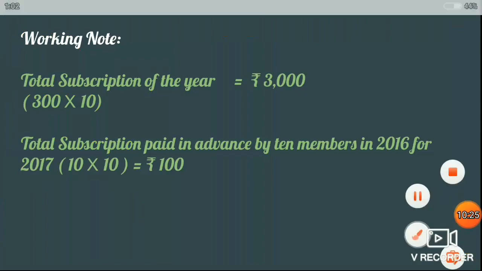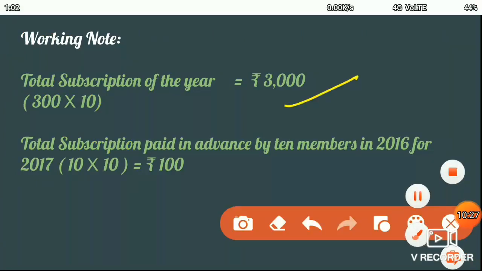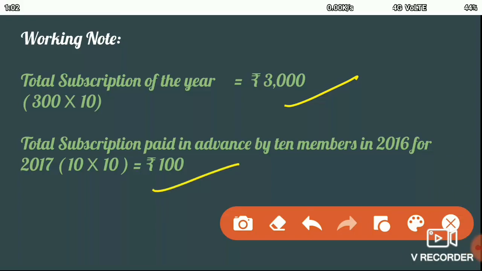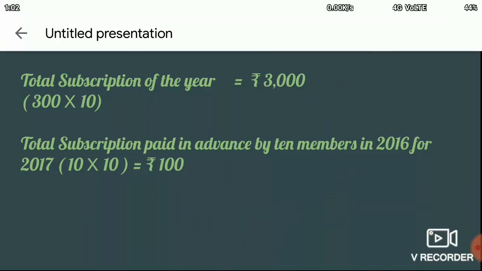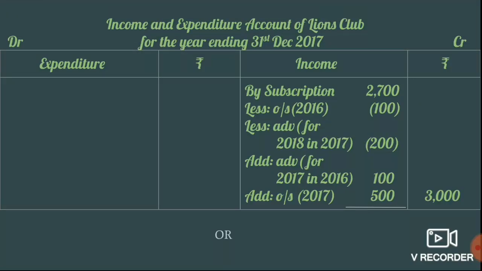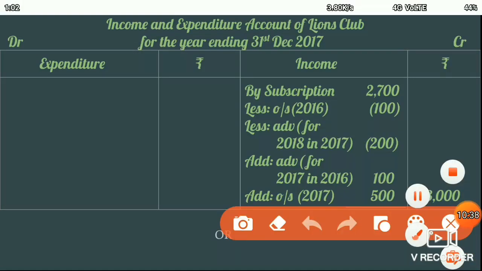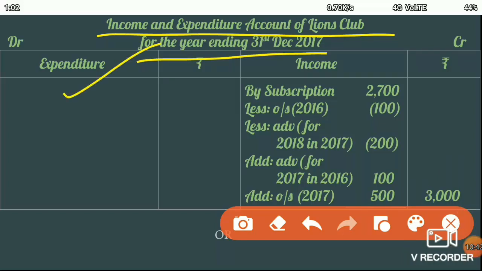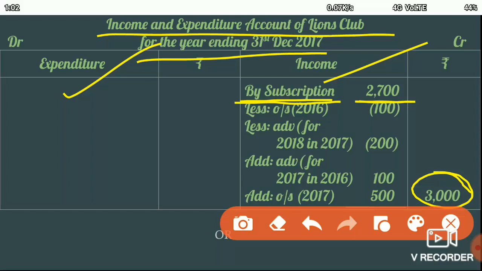First of all, we will calculate the total subscription of the year, then the advance which is received in the previous year for the current year. Then we can show this in our account. We can write the heading Income and Expenditure account of Lions Club for the year ending 31st December 2017, expenditure, income. Then we will write by subscription, total cash received was 2,700. But before that, we can enter this 3,000, which we have already calculated. Then we can write by subscription 2,700.